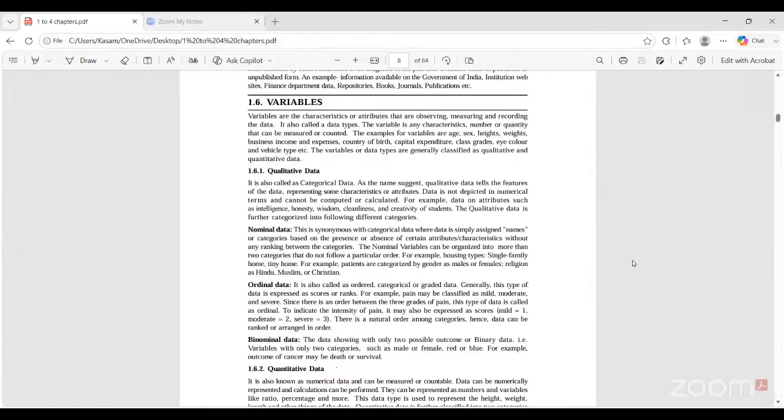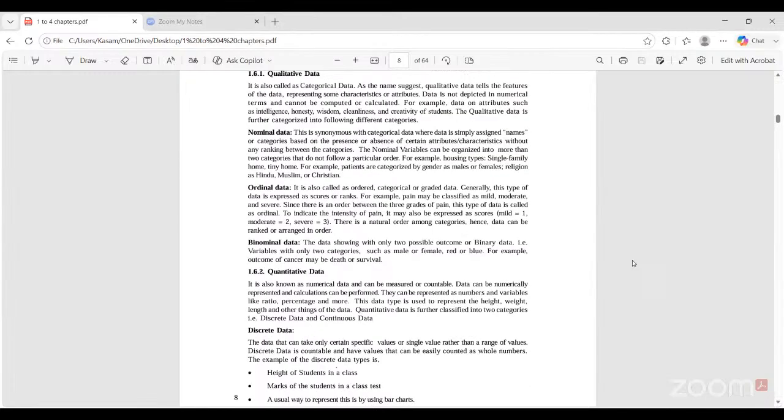And ordinal data. Ordinal data means the type of data expressed as scores or ranks. 100 వచ్చింది, 90 చైతన్యలో 1, 1, 1, 2, 2, 2 అలా అంటాడే. For example, pain may be classified as mild, moderate and severe, with an order between the three grades of pain. The data collected is ordinal. So suppose I say mild 1, moderate 2, severe 3. The natural category, since the data can be ranked. So top 1 rank వచ్చిన వాళ్ళు, top 10 rank వచ్చిన వాళ్ళు, top 2, 3 వచ్చిన వాళ్ళు రాస్తాం.